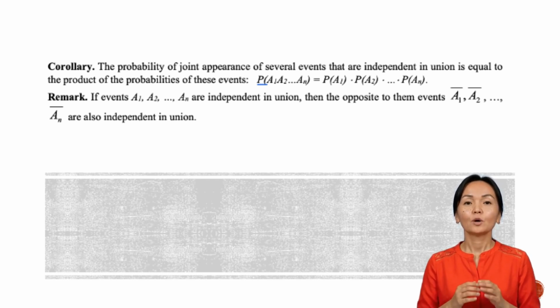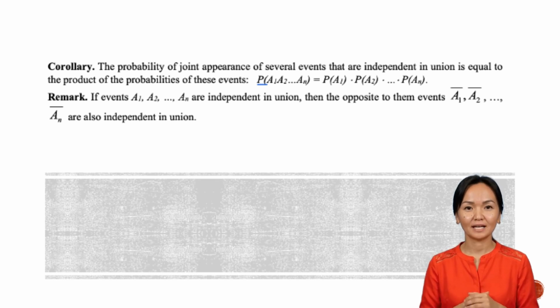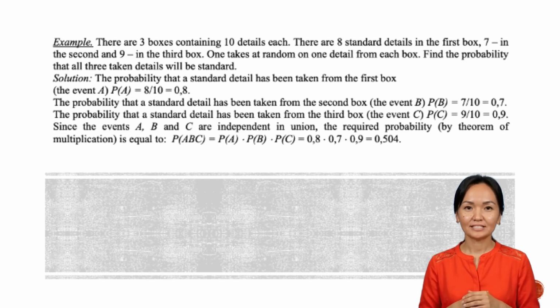The independence of complements allows us to transform complex probability questions into simpler ones by focusing on the events not occurring instead of the events occurring. This flexibility is one of the reasons why the concept of independence is so fundamental in probability theory and its applications. Let's work through a complete example to see these concepts in action.